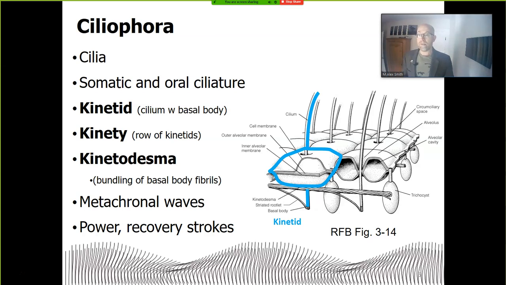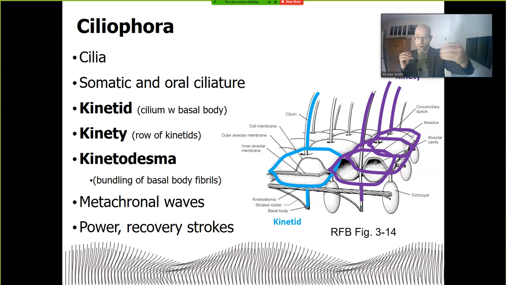We've got an individual kinetid. That's in blue, that shape there, where it's drawn out that we've got a body that supports the cilium hair projecting out of it into the rest of the world. Now when we group together many kinetids along the body, we see the row of kinetids, or kinety, and then the kinetodesma, that underlying bundling of basal body fibers that allows each one of those kinetids and the rows of kineties to fire in a particular wave-like format.